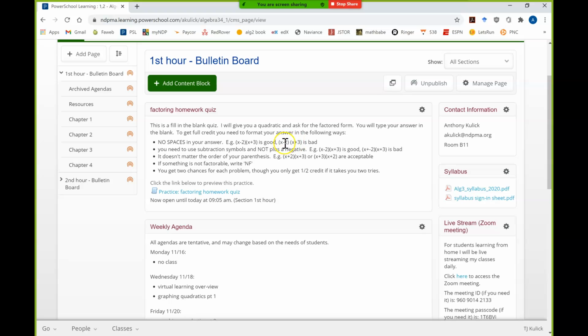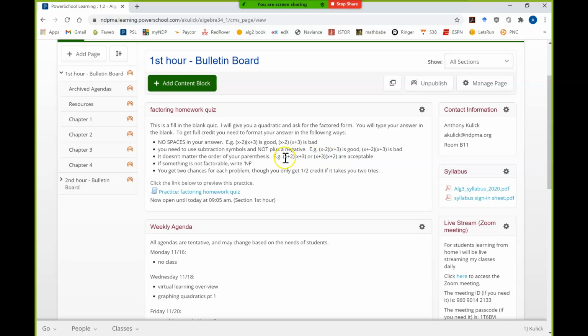Unfortunately, I can only have so many correct answers possible, so I have to be a little bit picky. Additionally, I need you to make sure you're using subtraction symbols and not plus a negative. So again, x minus 2, x plus 3, that's good, but don't write x plus a negative 2. You need to write that as x minus 2. It doesn't matter the order of your parentheses, so whether you did x plus 2 times x plus 3 or x plus 3 times x plus 2, that doesn't matter.